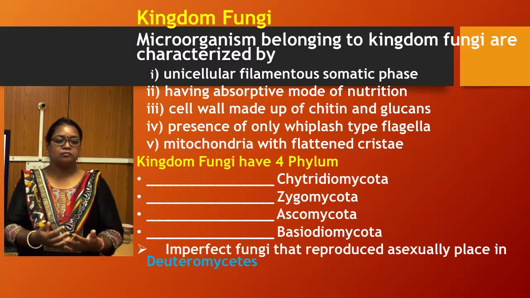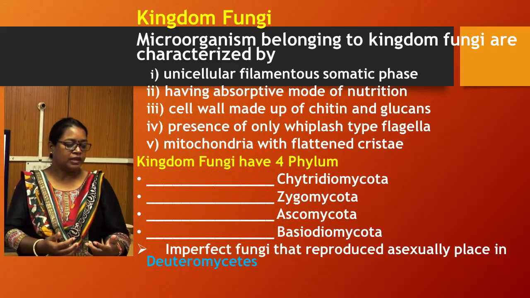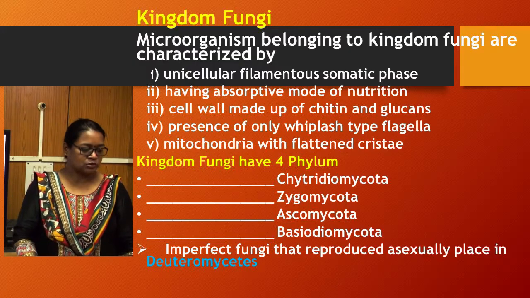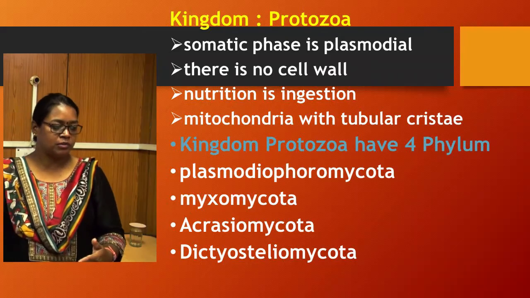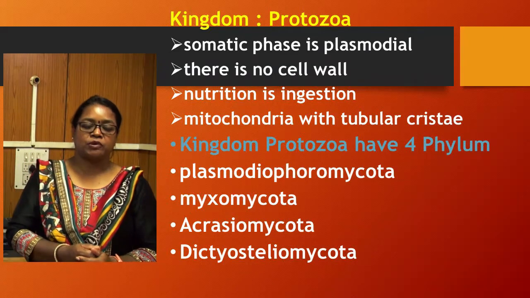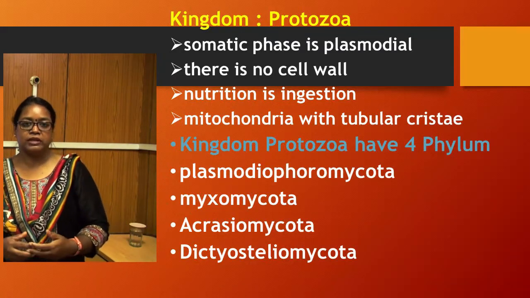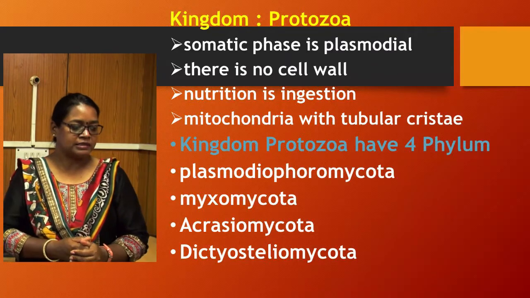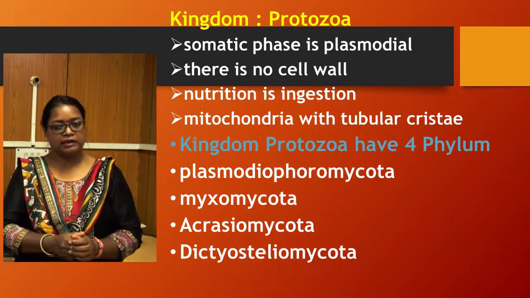Some fungi belong to the phylum Deuteromycota. They reproduce asexually. In kingdom Protozoa, the microorganisms belonging to kingdom Protozoa have a plasmodial type of somatic structure. There is no cell wall. Nutrition of these organisms is ingestion type and mitochondria with tubular cristae.